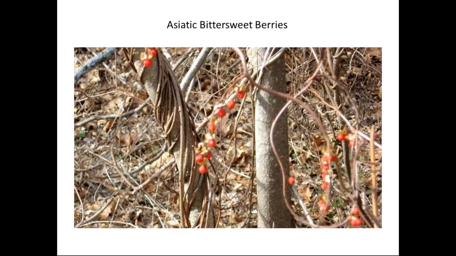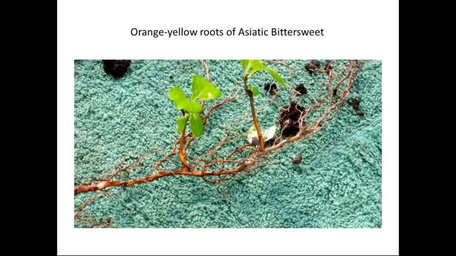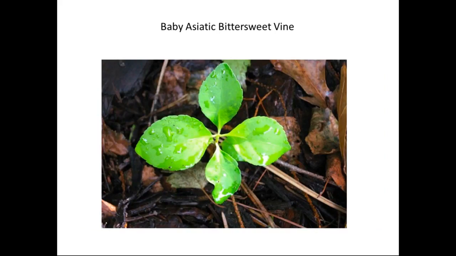I got rid of all these things. And they have the characteristic orange or orange-yellow roots. So when you pull this vine out of the ground and you see orange roots, if you don't know how to identify the plant, you can be sure that it's Asiatic bittersweet vine. This is a small vine. These are quite commonly seen in the gardens where I work.